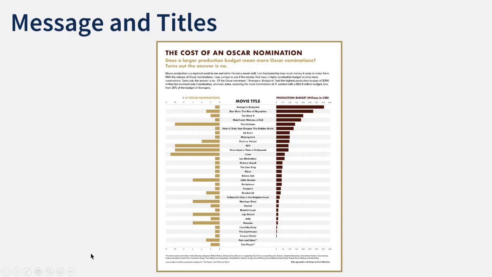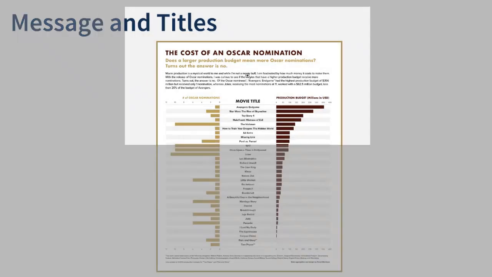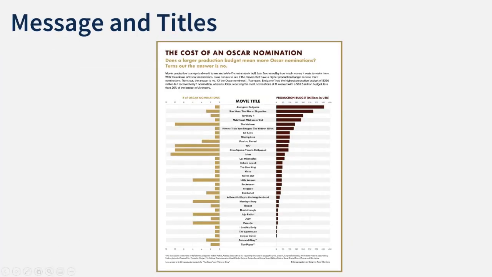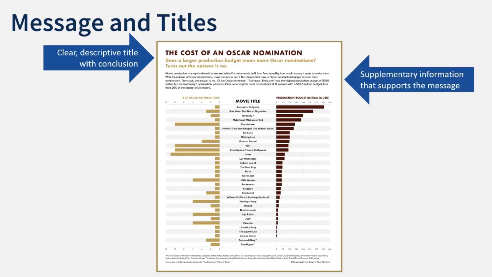Her message is that she wanted to know, and I'm going to zoom in a little here, if a larger production budget made a movie more likely to get an Oscar nomination, and the answer was no. So first she has this very clear descriptive title in which she actually states the conclusion she's drawn after analyzing the data. And then she has nice explanatory text that provides supplementary information in support of answering this question. And then she has charts that clearly support the message.